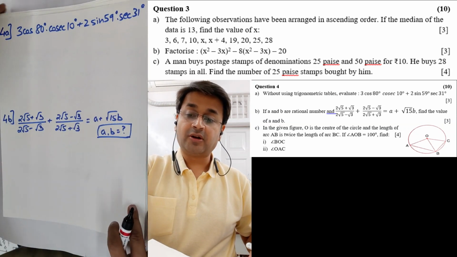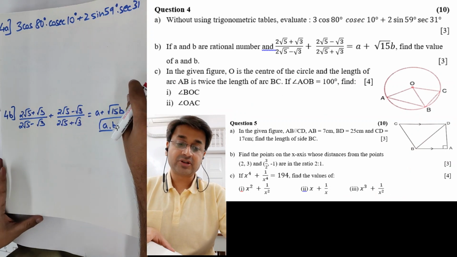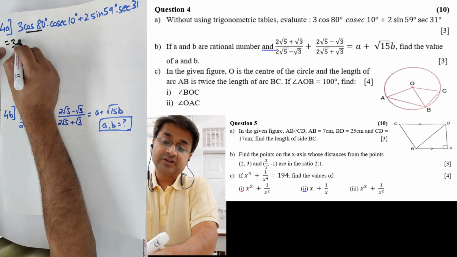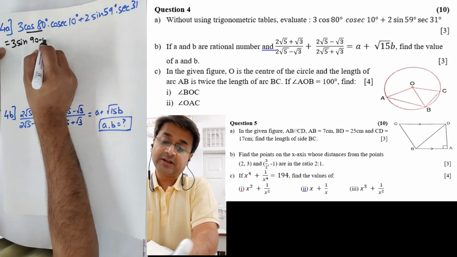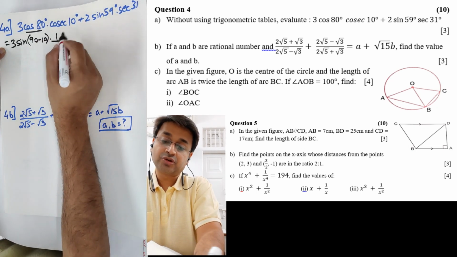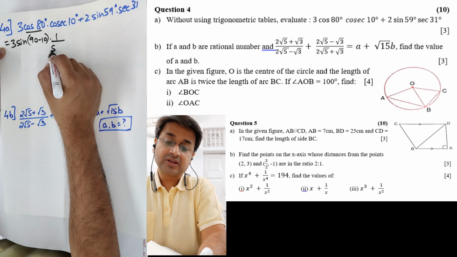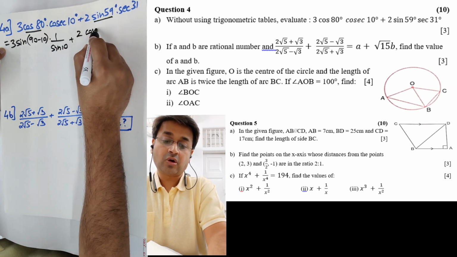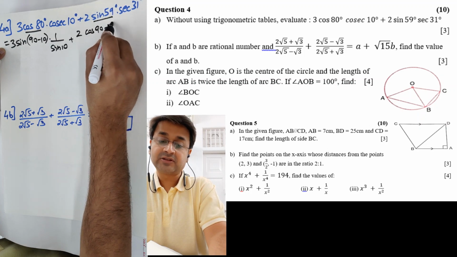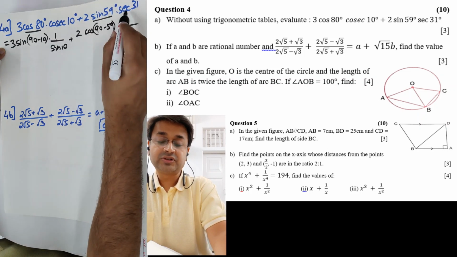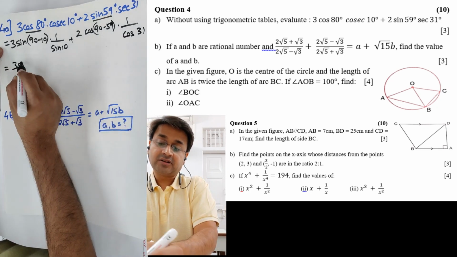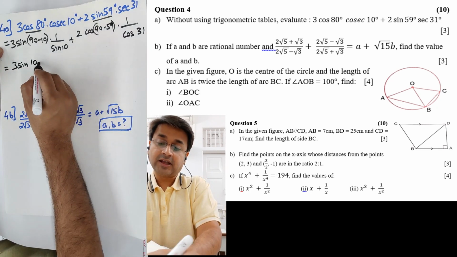Let's move on to the next one, 4A. Again a very simple question, complementary angles. So let's work it out. I'm converting this into sine. So sine 90 minus 10. Step to be shown. This again cosec is 1 by sine. Likewise 2 times converting this to cos 90 minus 59 into sec, which will be 1 by cos 31.